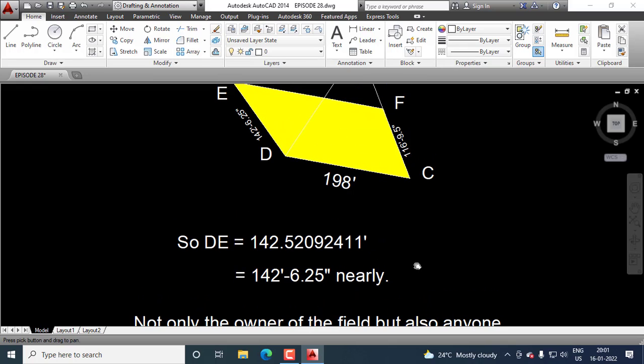So we mark DE and CF. DE is 142 feet 6.25 inches nearly, and CF is 116 feet 9.5 inches nearly. We mark this and we connect these points. Then this is the part we require.